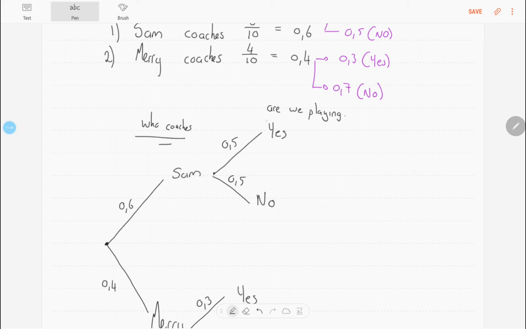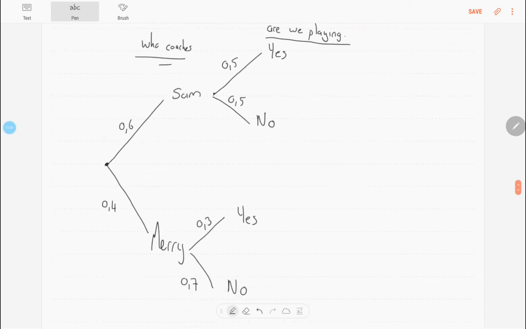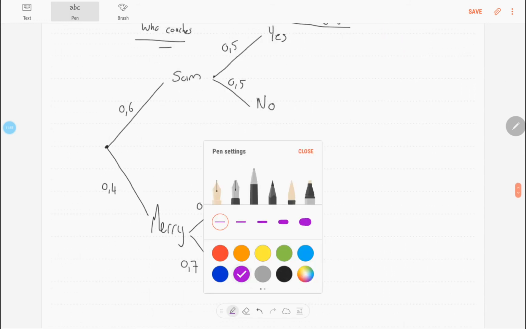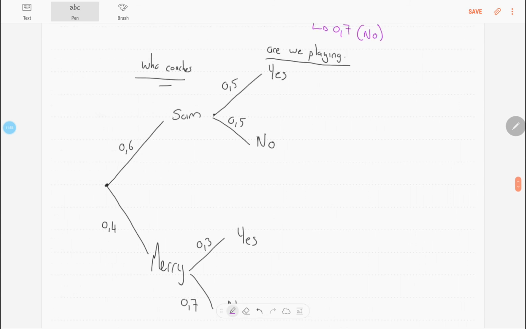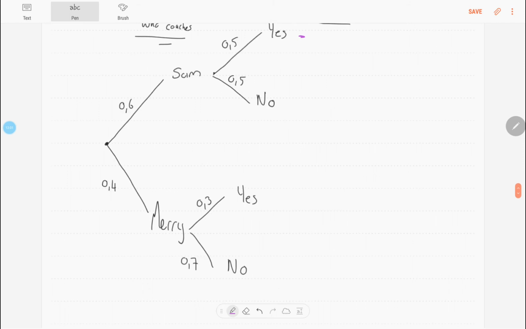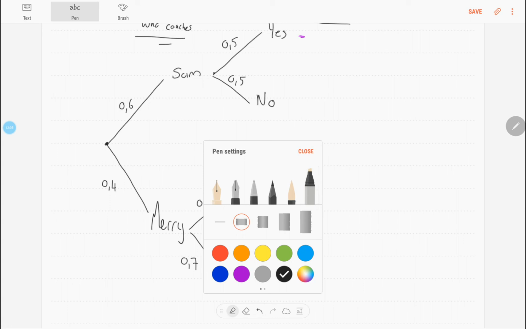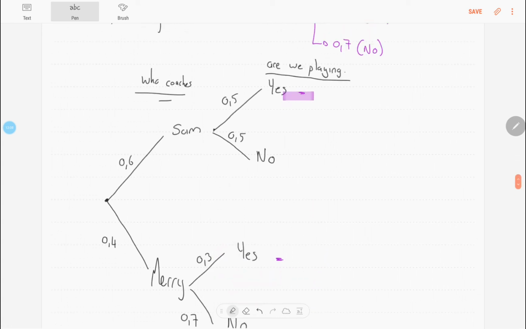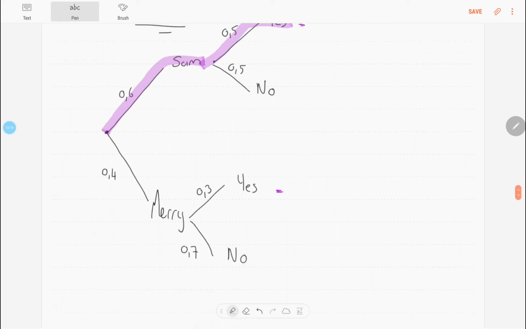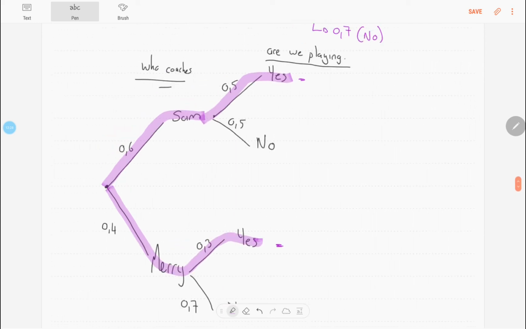Okay, so the question was, what are the chances of us playing? There are 2 possible outcomes out of a total of 4 that we are going to play. We're looking for the ones that end in a yes. So we're going to follow the pathway that leads us to yes. Firstly, if Sam's coaching, we have this one to get a yes. And if Mary's coaching, we have that one to get a yes.